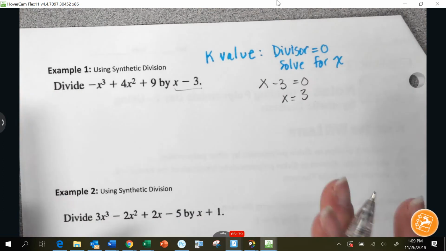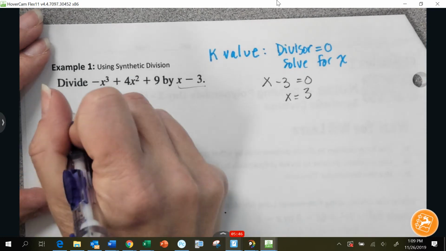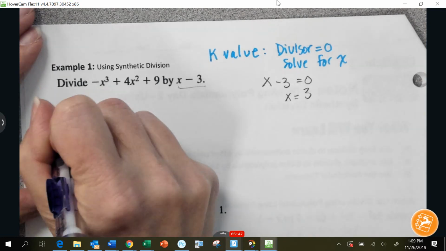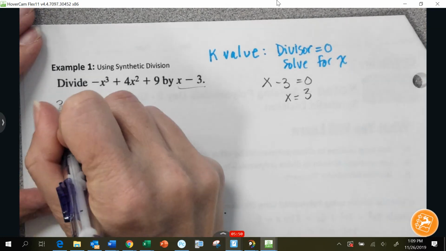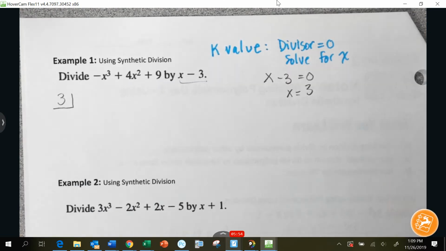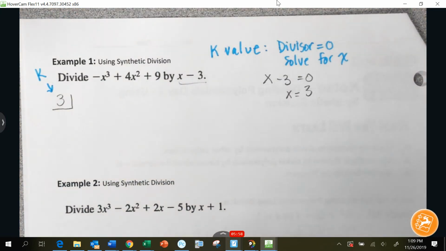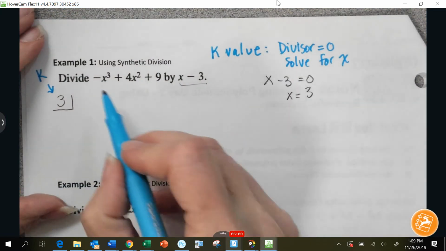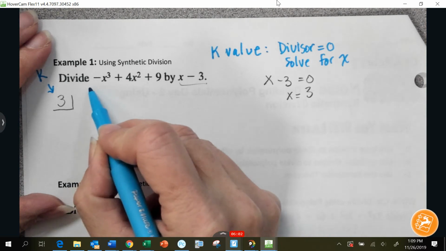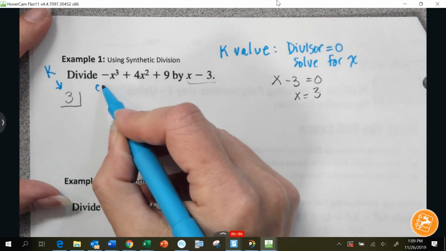Now what I'm going to do next is only using numbers. It's not going to use x's. So I'm going to set up my k value in this little box. So my k value is 3. It's like a half box. Okay? So that's the k value. And then next, I'll write it in blue, but I'll actually work the problem in pencil. It's going to be the coefficients.